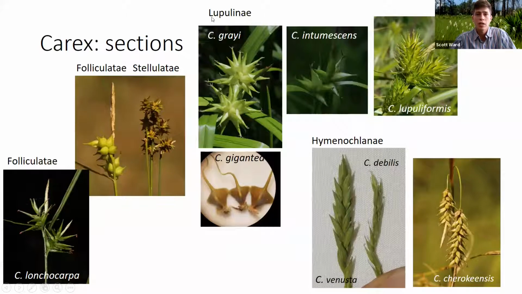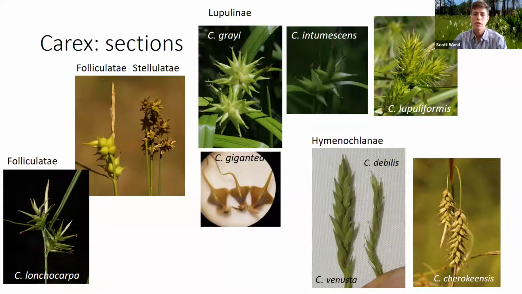And then when you get into sections like Lupulini, I mean, there's really no mistaking some of these species. These are the Hopsedges, called that for a reason because the Perigynia kind of resemble hops. So species like Grayi, Intumescens, Lupuliformis, can be common in the right kind of habitats. Grayi is a little bit disjunct in the Panhandle. It's at its southern limit, but Lupuliformis kind of takes over where Lupulina would be further north.